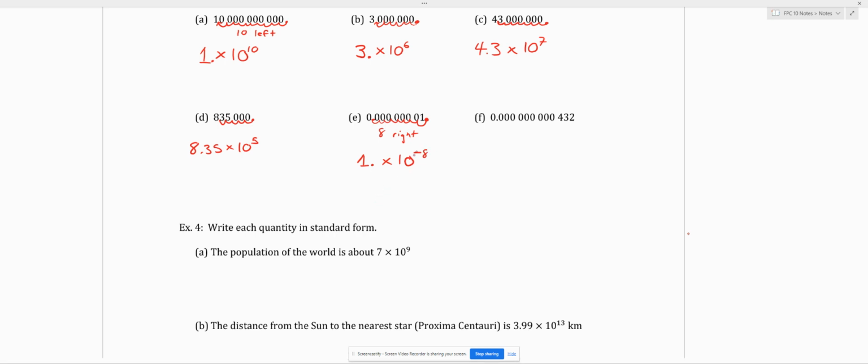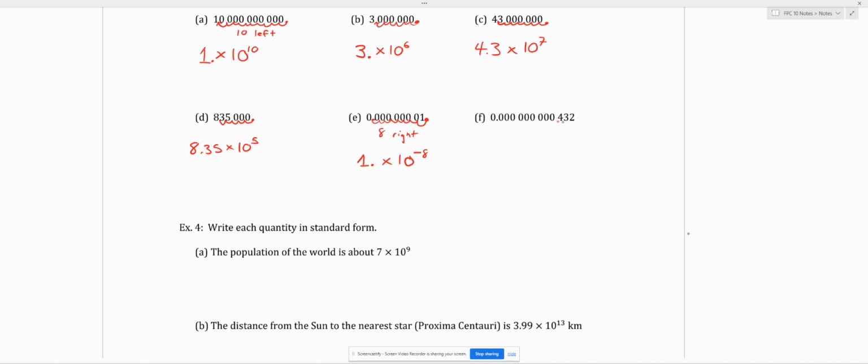Well, why is it negative? Because remember, this represents repeated division. So if I took 1 and divided by 10 8 times, I'd be back to 0.00000001. So we use negative exponents to represent repeated division or really, really, really small numbers.